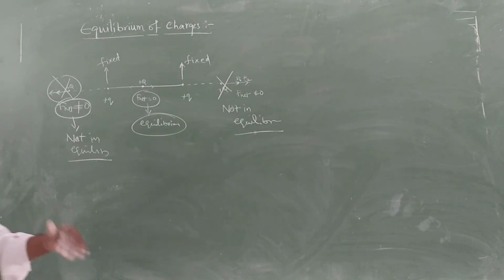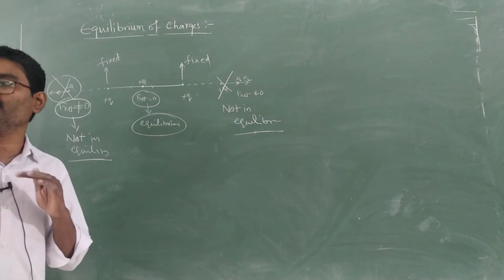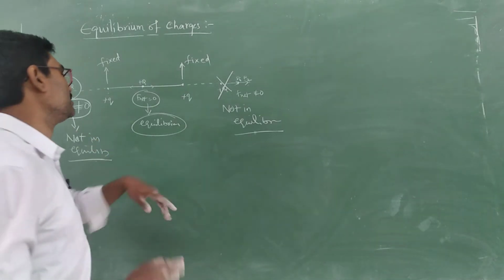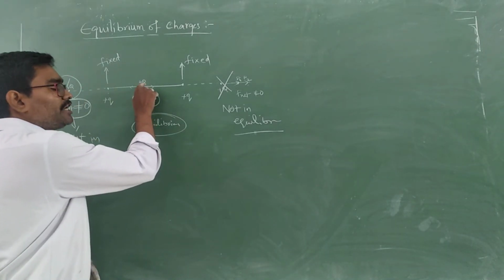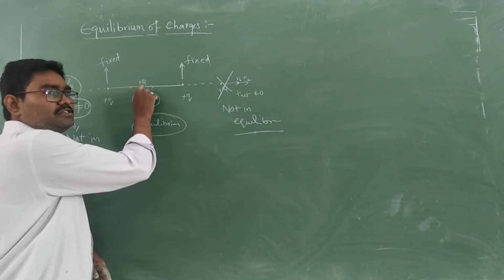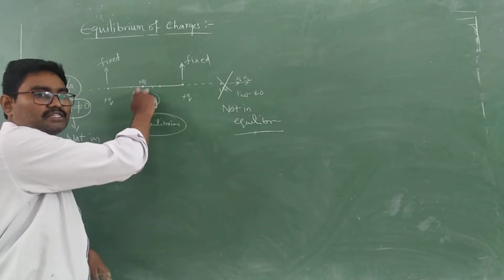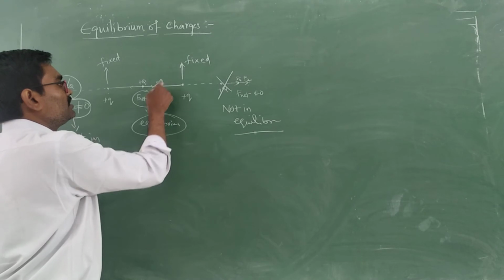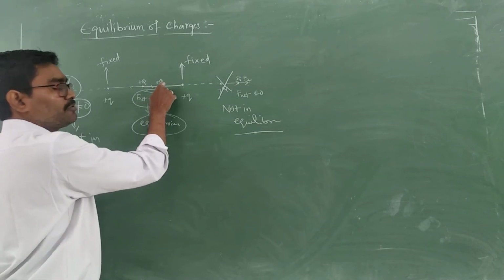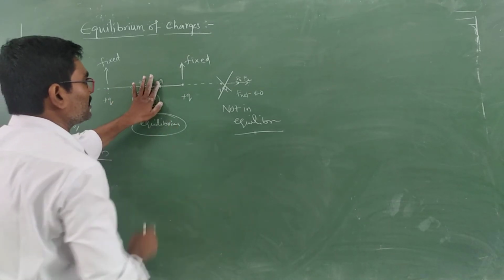To decide which type of equilibrium it is, what we need to do? See here, I am going to change the position of this charge slightly, displacing it toward the plus Q. Suppose this is the final position of this particle.